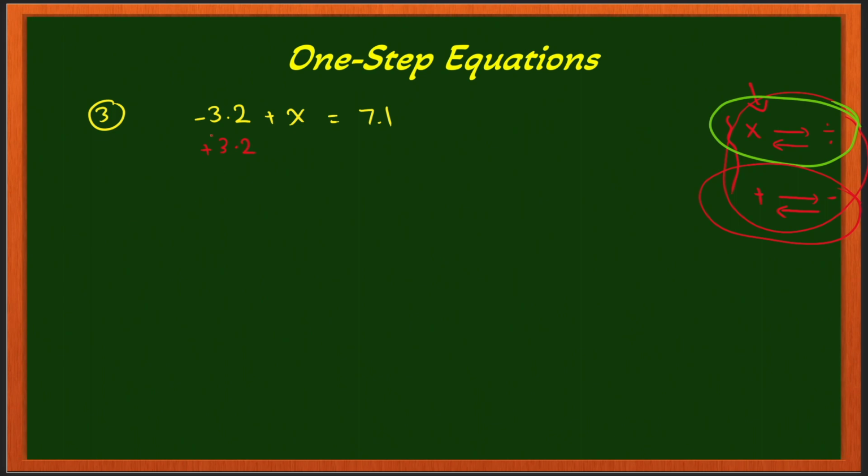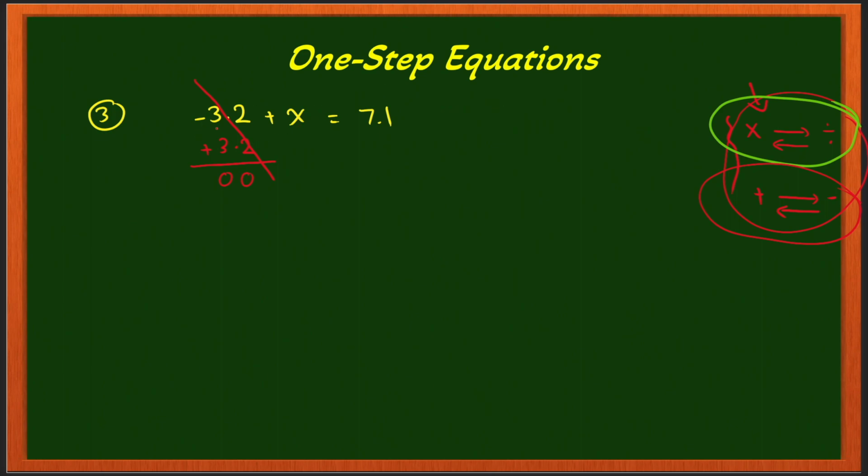Okay? Why do we do that? Why do we choose the opposite? Because any number you add to its opposite, the answer is always going to be 0. And that's what we need. We need to cancel this number from this side of the equation, from the left side, and of course move it to the right side.